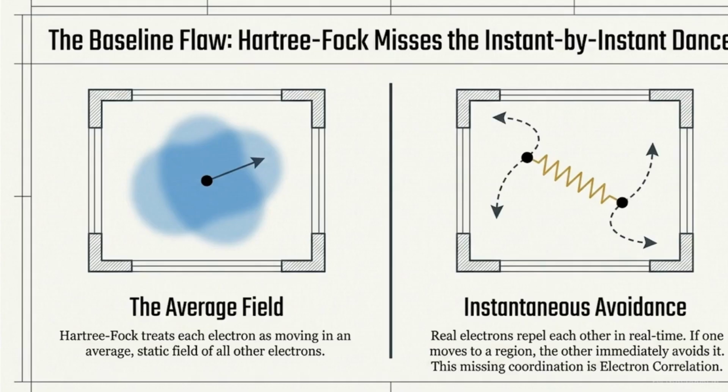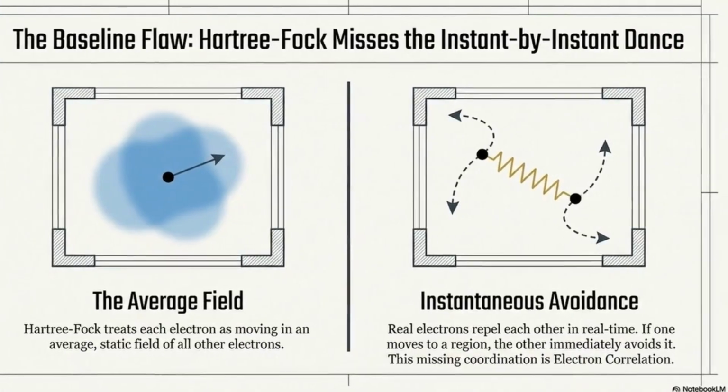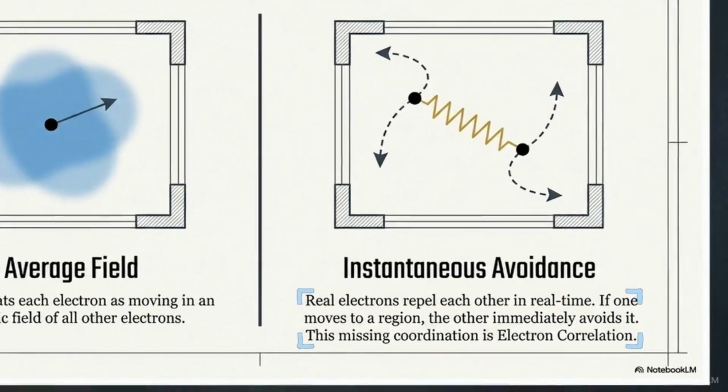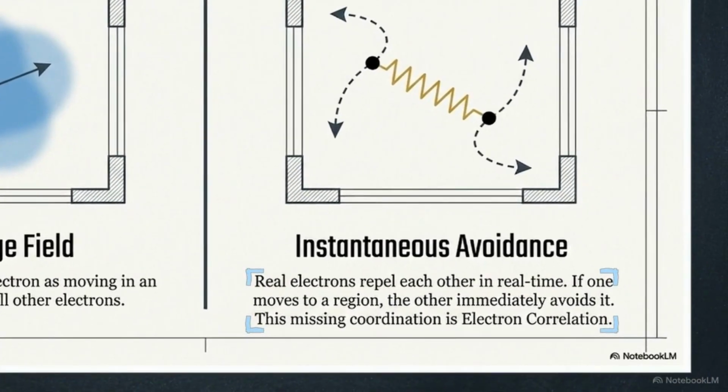This diagram contrasts theory with reality. On the left, Hartree-Fock models a smooth, average field. On the right, real electrons instantly adjust trajectories to repel each other. Hartree-Fock misses this coordinated spatial avoidance, creating a gap known as electron correlation.